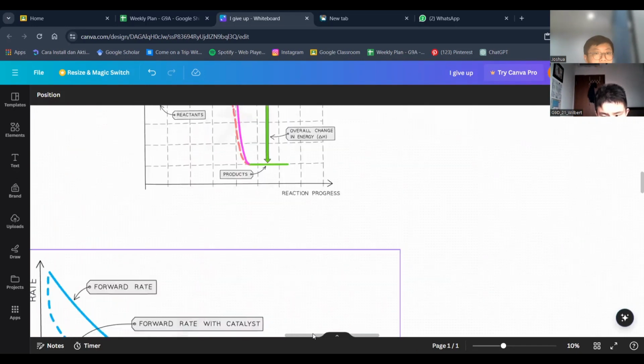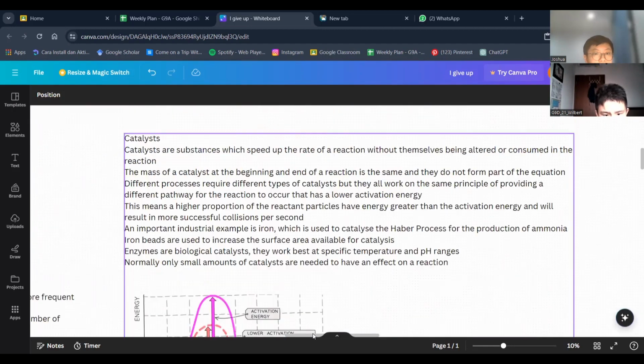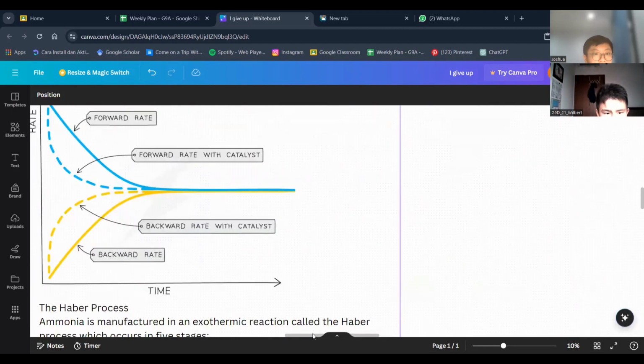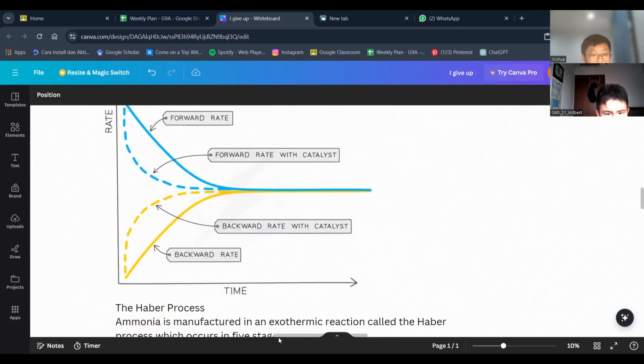Following that, I'll just explain for catalysts, I've explained this part earlier. And now let's move on to the last few parts. We just need the Haber process and the contact process.